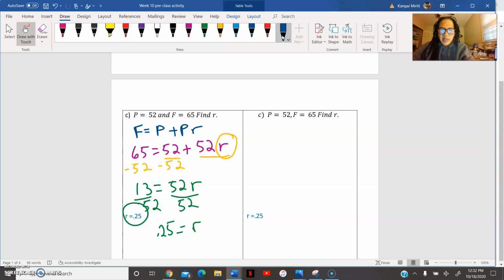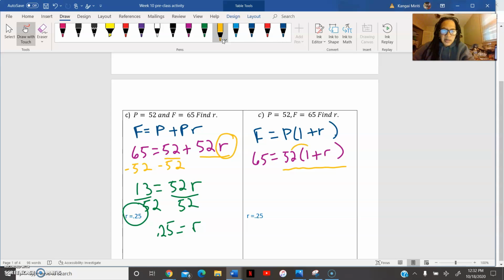Now let's see how this same equation plays out over here, or same formula, but just written this other way. So I'll fill in the values I've got. I've got 65 for f. I've got 52 for p. And here now, when I look at this and I remember my algebra, if I want to simplify on this side, I need to distribute.